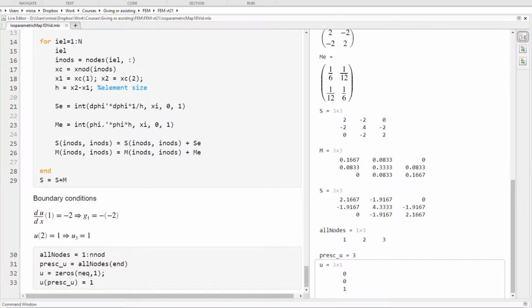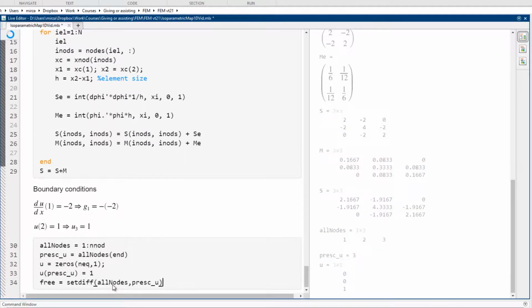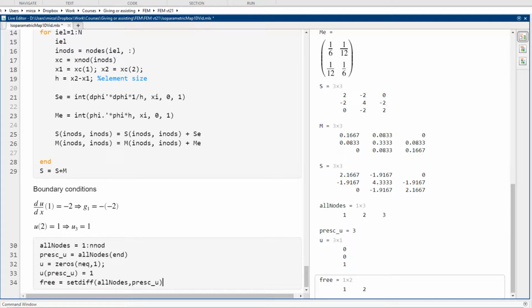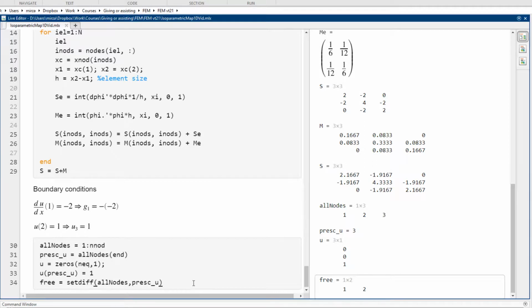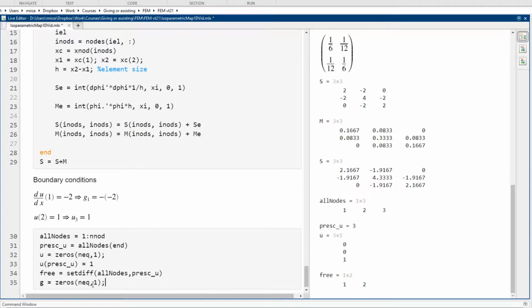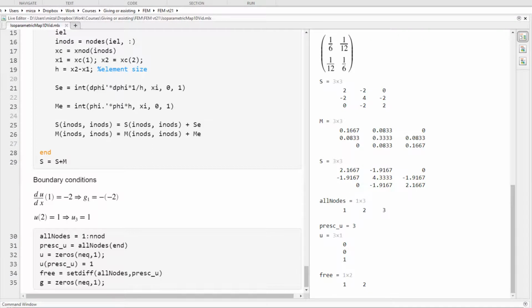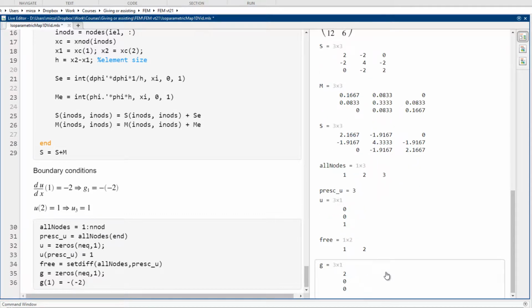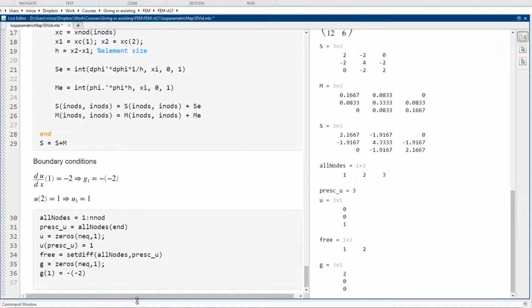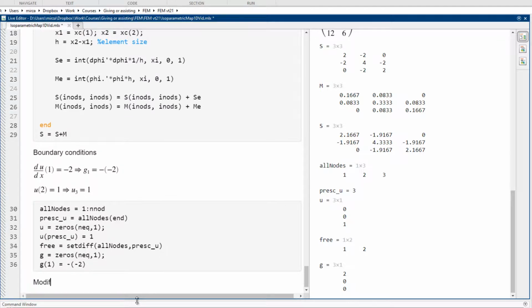All right, and then we're just finding out which degrees of freedom are free using the setdiff operator. And we are creating G, the G vector here, just a bunch of zeros, and we are setting the first one. G of 1, the first one is being set to -2. Be careful with this. So this will become positive, like so. Now we need to modify the right hand side.